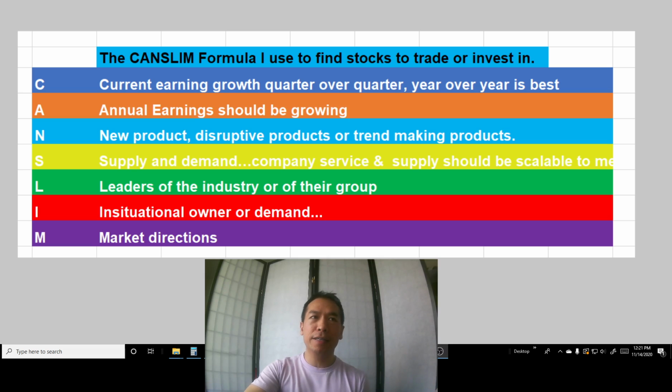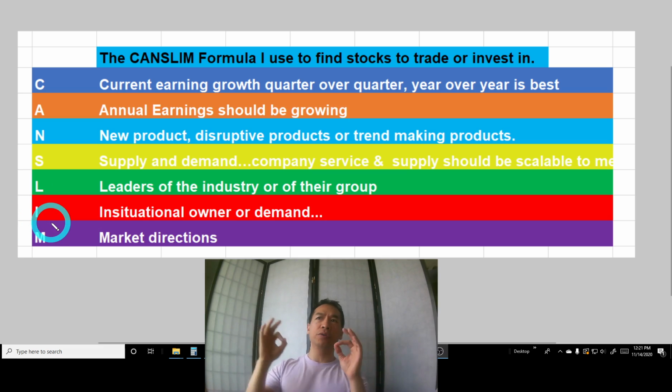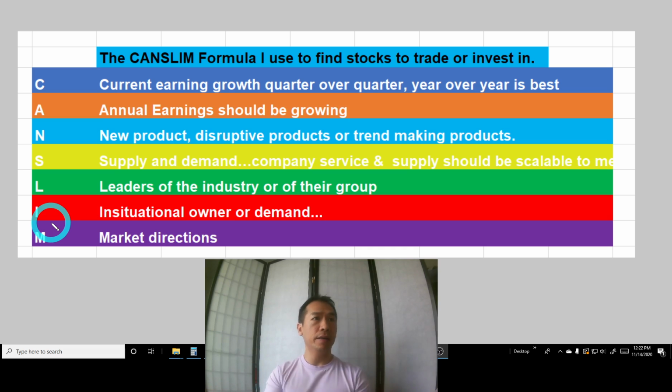Next one on the list of the CANSLIM formula is I. I stands for institutional ownership or institutional demand. Here's what it means. Now, institutions, who are they? They are hedge funds, mutual funds, endowment funds, trust funds, life insurance companies, and big banks. They have hundreds of billions of dollars, right?